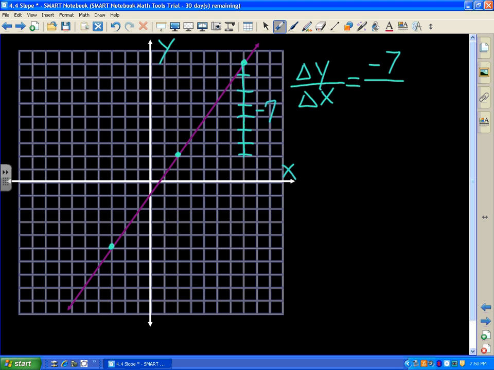And for a change in x, which is a horizontal change, we move like that. 1, 2, 3, 4, 5 spaces. And those are left, so we're going to say -5. Since it went left, it's a negative. And now we have -7 over -5. And when we reduce, a negative divided by a negative will give us a positive. And there's no number other than 1 that goes into 7 that also goes into 5. So we cannot reduce that fraction. We just leave it as 7 over 5. And therefore the slope is 7 over 5.